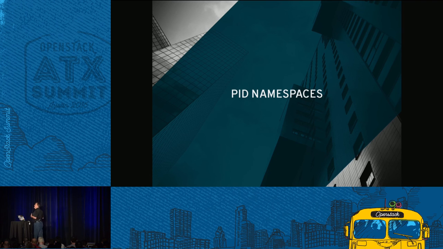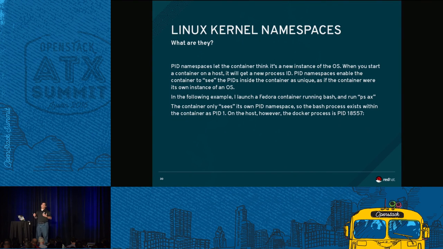So the next namespace that I want to talk about is process ID namespaces. PID namespaces really just let the container think that it's its own contained instance of an OS. It's its own instantiated operating system. So when you start a container on a host, it's going to get a new process ID. PID namespaces enable the container to see the PIDs inside of the container as if they were unique, as if it was a new instantiation of the operating system.